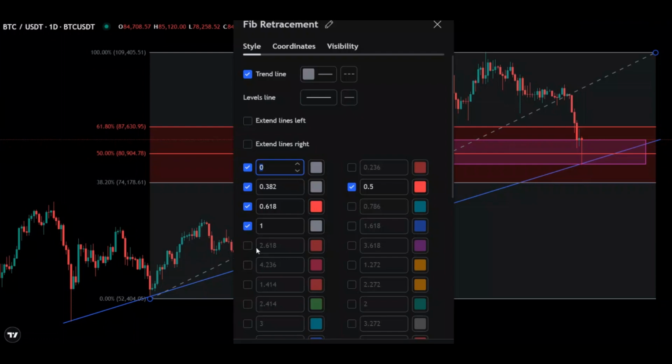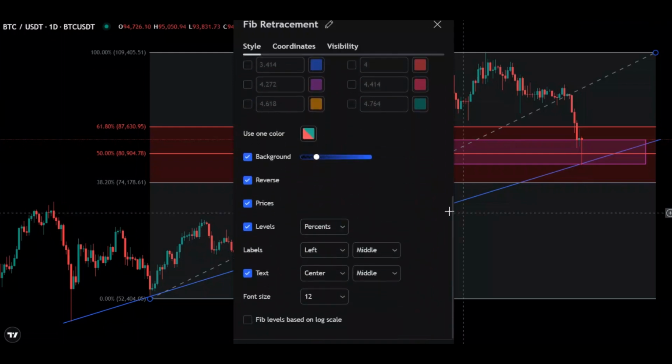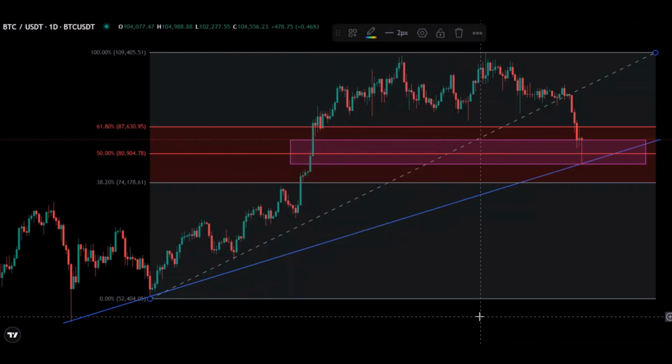0.61, 1 areas, and turn off the rest. Minimalist Fibonacci. Marie Kondo would be proud. If it doesn't spark joy, delete it. Below the Fibonacci settings, the reverse section and inside the level section should be on percents. Because sometimes going backward is how you find forward, just like love languages.